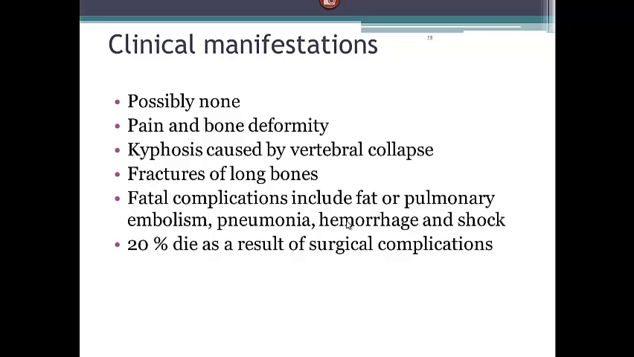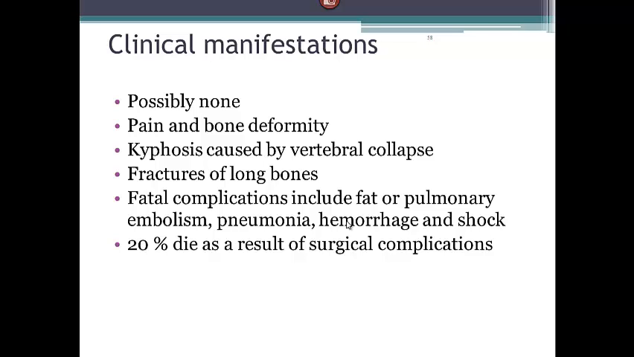Clinical manifestations, most likely none, but it could be associated with pain and bone deformity. It could produce spontaneous fractures, kyphosis, and also remember, anytime a long bone is fractured or demineralized, could trigger the formation of pulmonary fat emboli, pneumonias, hemorrhages, and shock.